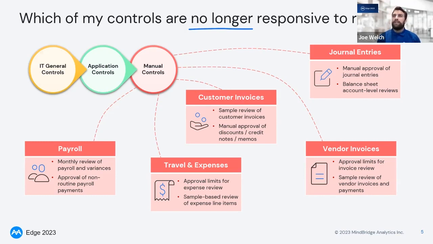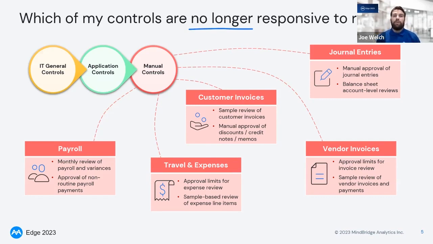Now, just to step through these examples that I've put up on the page in front of you, we'll start with journal entries. For journal entries, your organization may have a control where journal entries over a certain dollar threshold are reviewed, potentially allowing higher risk, lower value journals to go completely undetected in your organization.